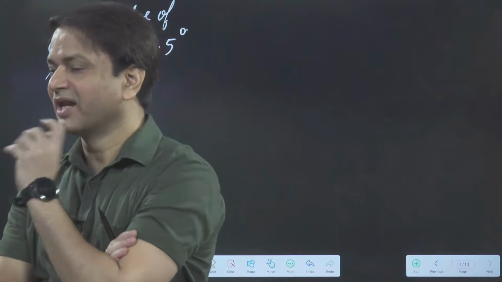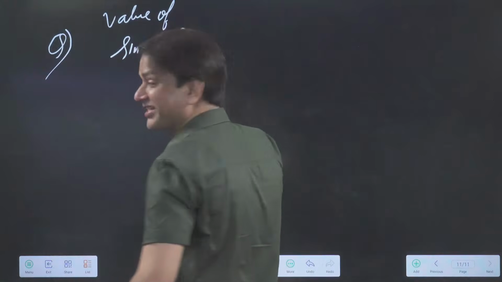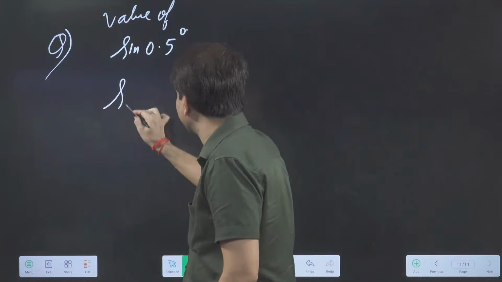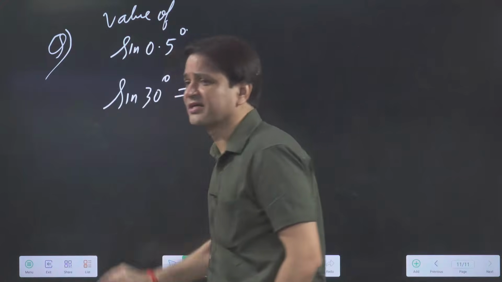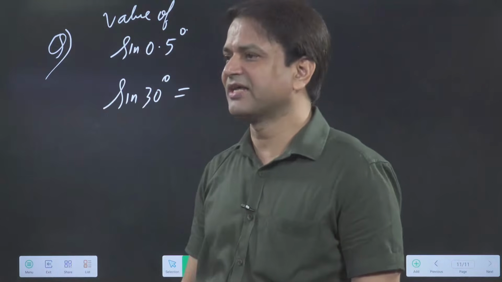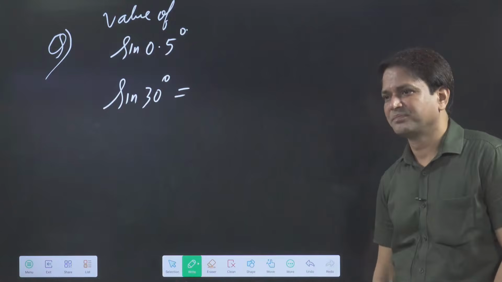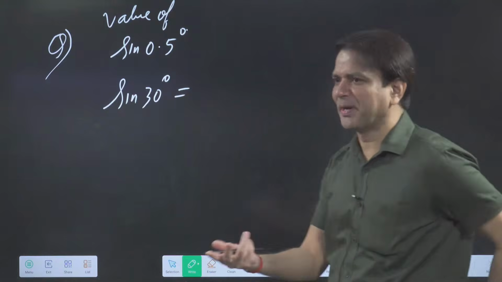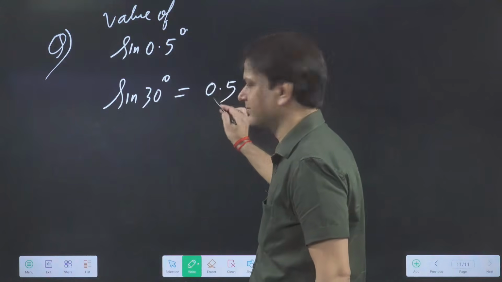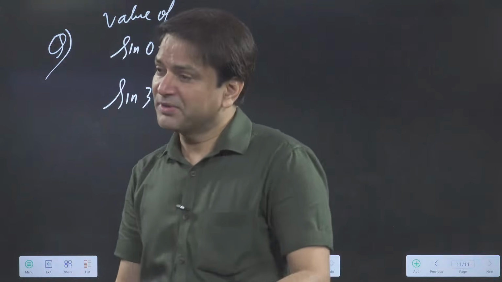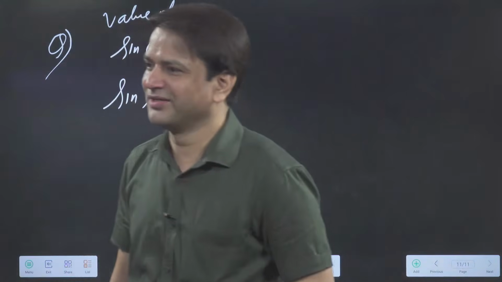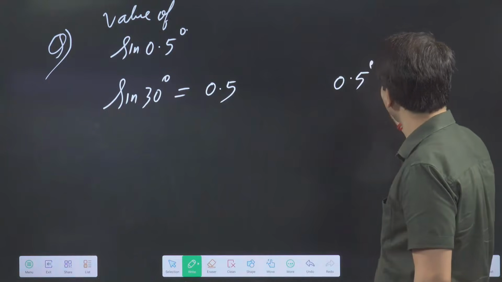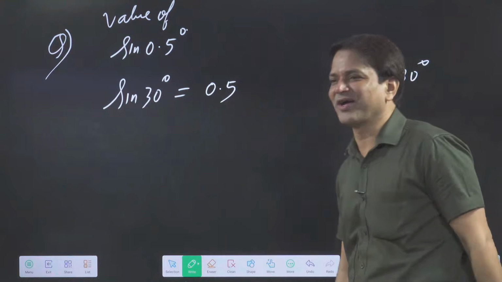Okay, now listen. If you are saying this is 0.5, then if I am saying sine 30 degree, what is the sine 30 degree? 1 by 2. 1 by 2 means it is 0.5. Means sine 0.5 degree is 0.5, and sine 30 degree is 0.5. It means 0.5 degree is equal to 30 degree. Then it means 0.5 is equal to 30.